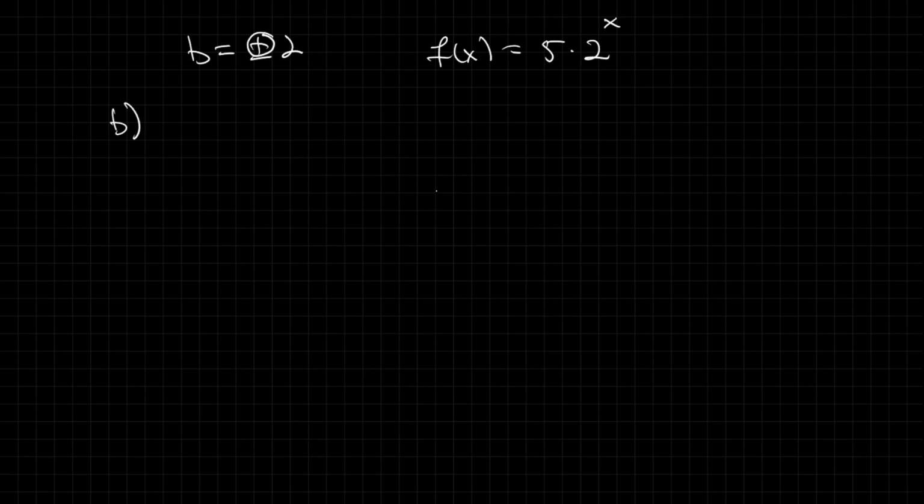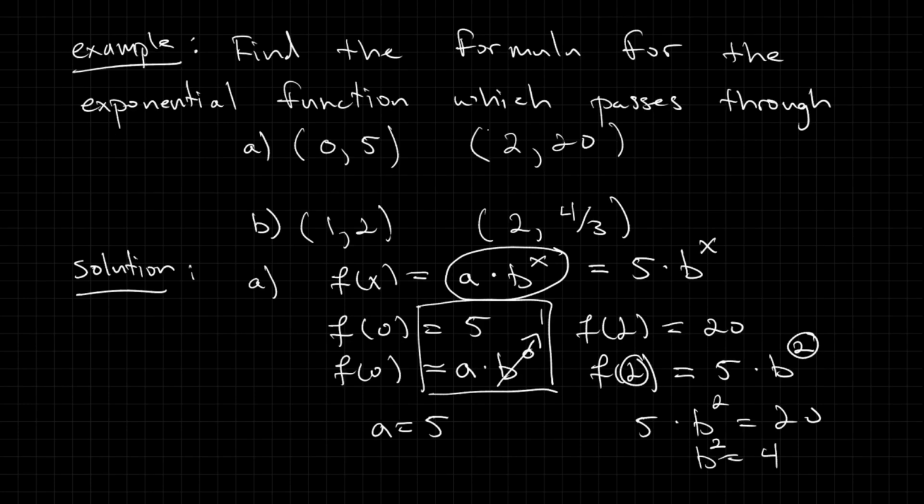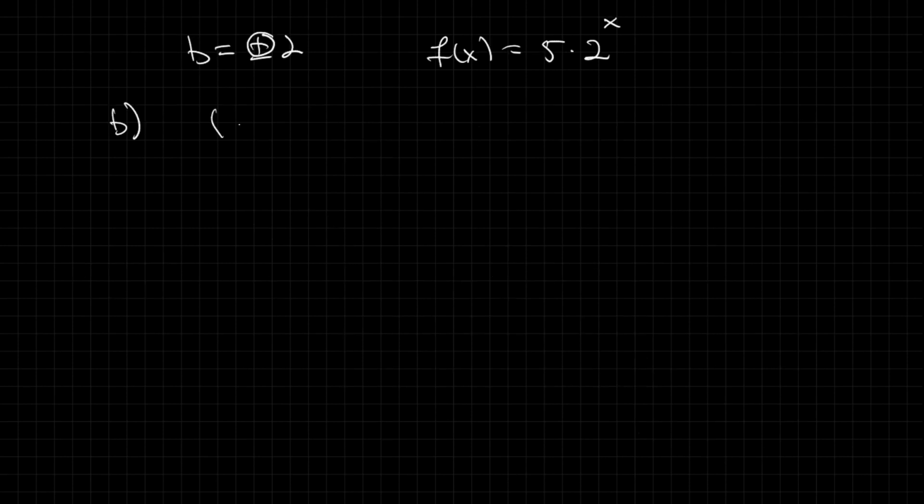Now, in the second problem, we won't get so lucky, and what I mean by that is, in this first problem, because 0 was one of the points that our function went through, we were immediately able to determine a, because b to the 0 is always 1. But in this next problem, we won't be so lucky, but we can still do it. So let's go ahead and copy the points down so we don't have to go back and forth. (1, 2) and (2, 4/3).